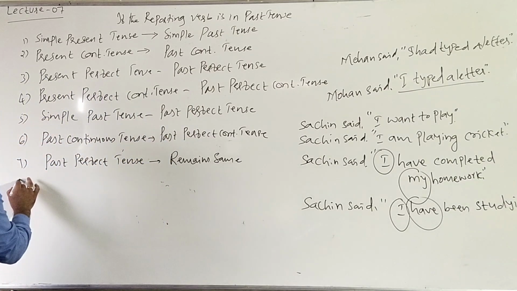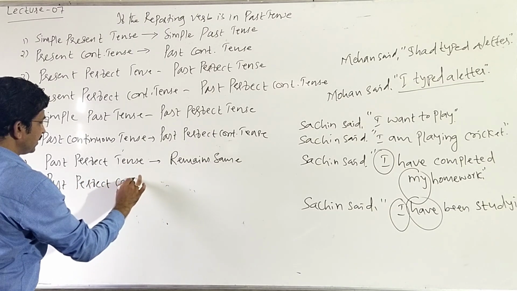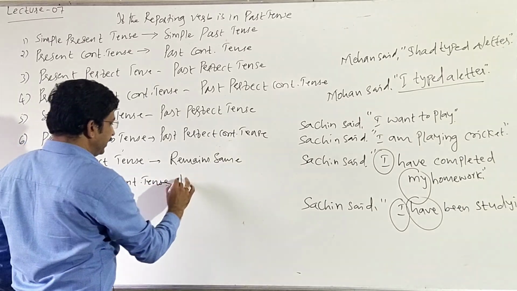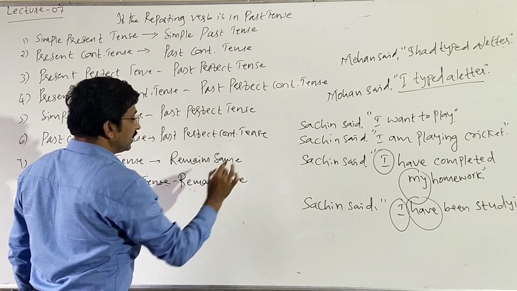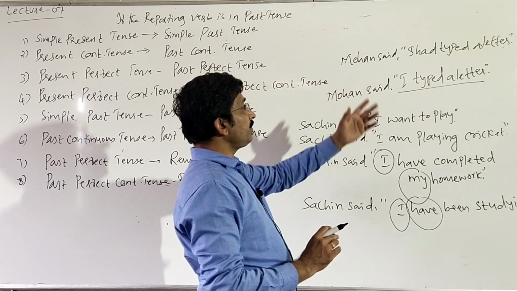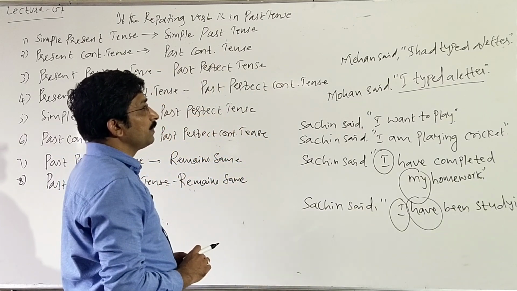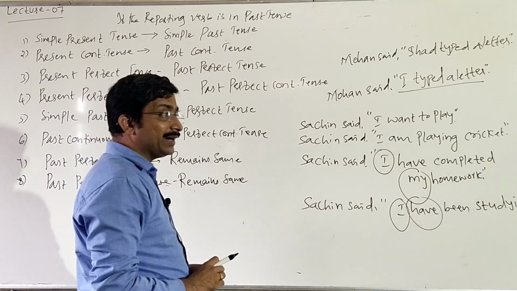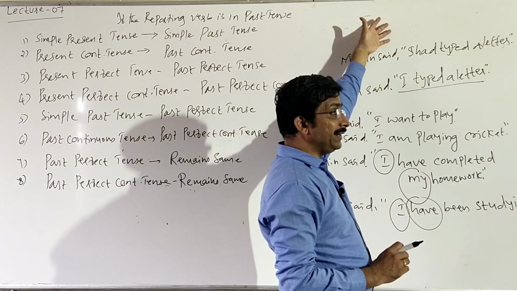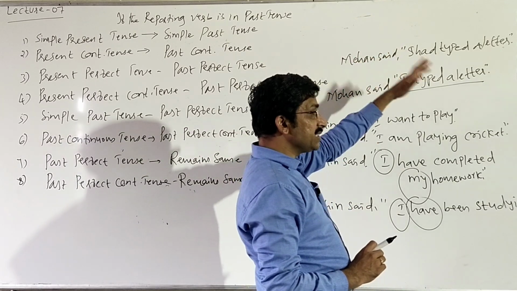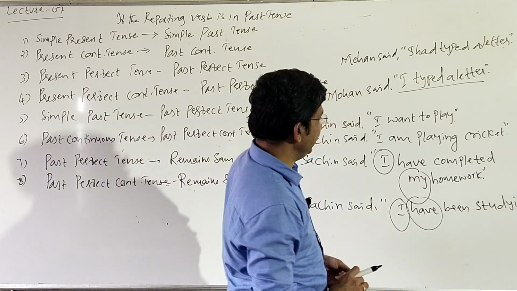And then the eighth one, past perfect continuous tense, also remains the same. Mohan said, "I had been typing a letter." That is past perfect continuous tense, and its indirect form is he had been. Mohan said that he had been typing a letter.